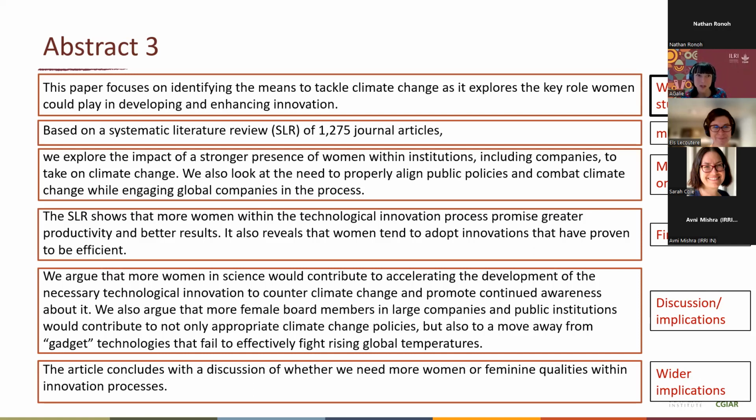One final comment about this abstract 3 that I liked is that maybe I was wondering, and I don't know what the others think, is the first sentence doesn't really say why this issue is important. It says, focus on identifying the means to tackle climate change as it explores the key role women could play and so on. And it goes then more in detail after the methodology about the content. And I was wondering, maybe the first sentence could have been more about why the topic matters, why identifying the means to tackle climate change and maybe gender or women, I'm not sure, is important.